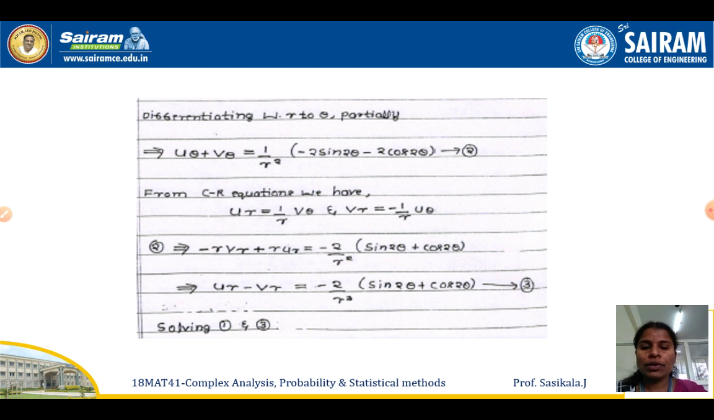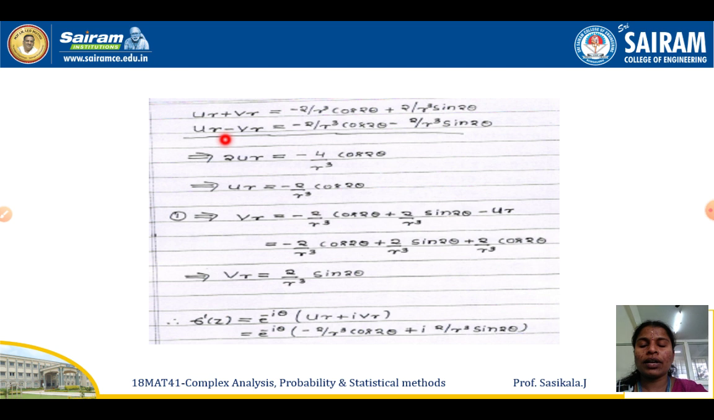Now solving equation number 1 and 3, because both left sides have the u_r and v_r combination, I can add them, v_r gets cancelled, and I get only 2u_r = −(4/r³) cos 2θ, as the sine term gets cancelled. So u_r = −(2/r³) cos 2θ. For v_r, either you can subtract the equations or replace in any one equation. Subtracting, u_r gets cancelled and you get v_r = (2/r³) sin 2θ. So now u_r and v_r we found.